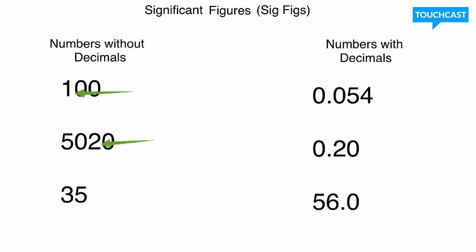And the last number here, 35, if we start from the right and go to the left, there are actually no zeros to cross out. So every digit here is a sig fig, and there are 2 sig figs in the number 35.